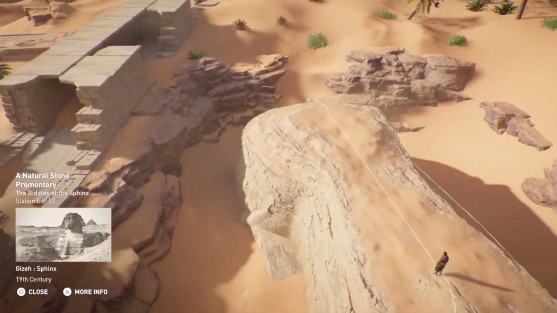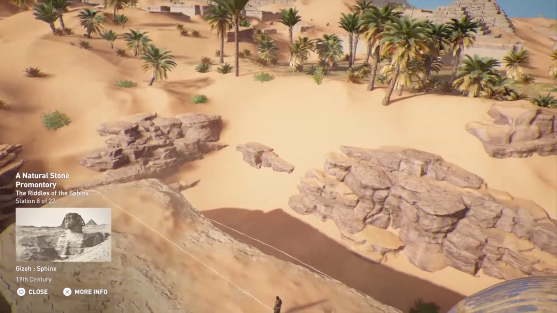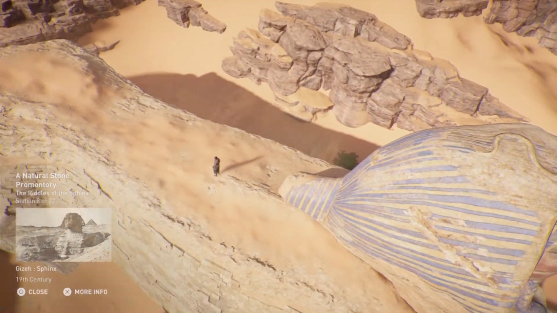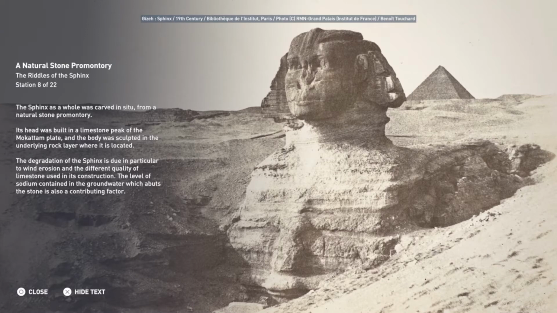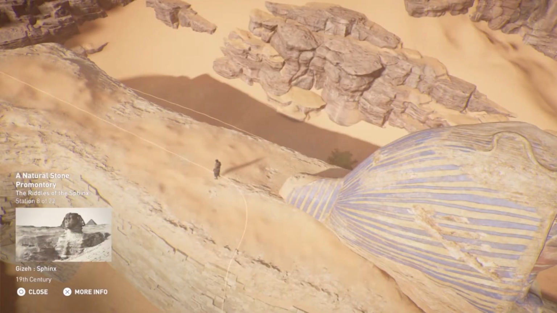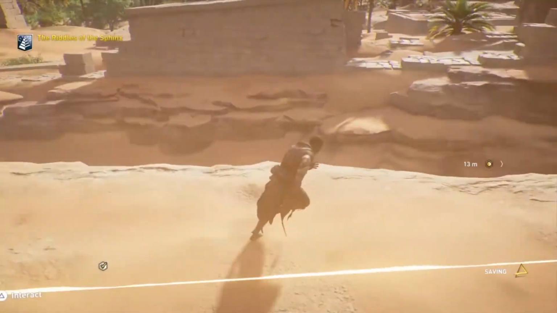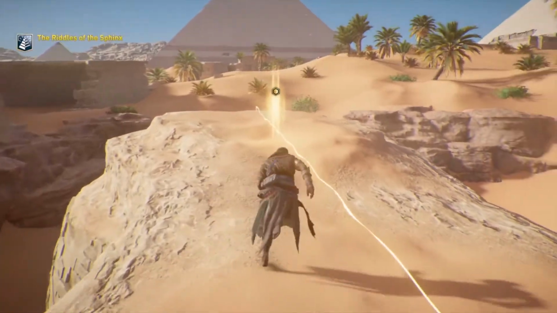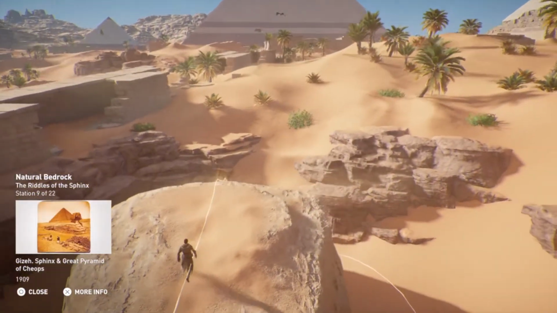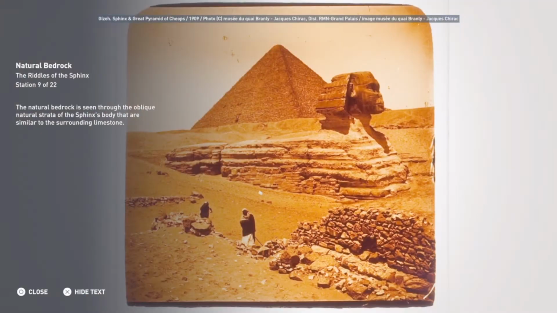The Sphinx as a whole was carved in situ from a natural stone promontory. Its head was built in a limestone peak of the Mukutam Plate, and the body was sculpted in the underlying rock layer where it is located. The degradation of the Sphinx is due in particular to wind erosion and the different quality of limestone used in its construction. The level of sodium contained in the groundwater which abuts the stone is also a contributing factor. The natural bedrock is seen through the oblique natural strata of the Sphinx's body that are similar to the surrounding limestone.